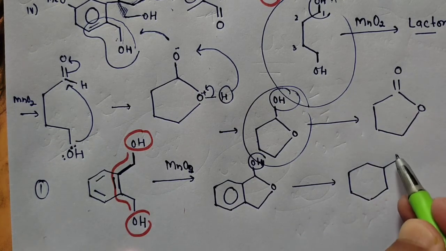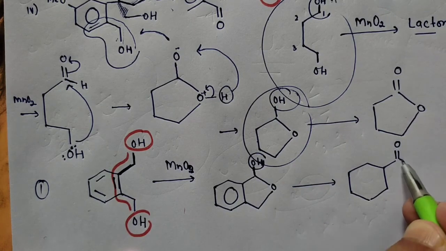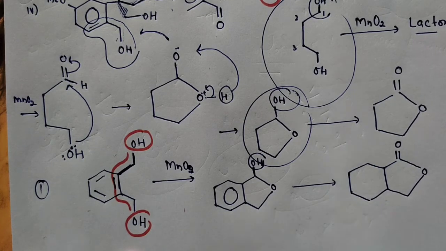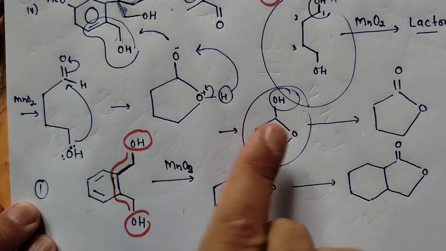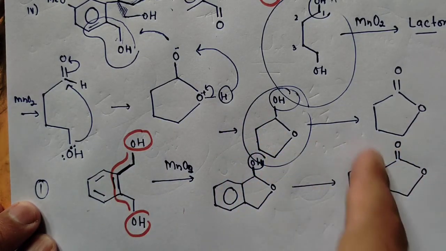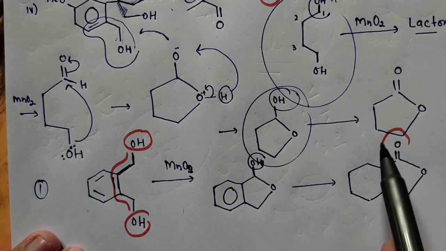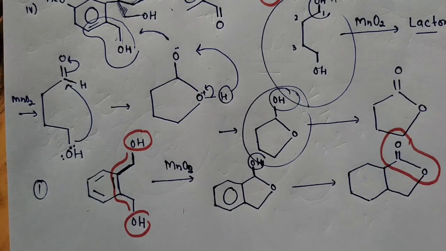So this will get converted to carbonyl. Further oxidation. That's your final product, lactone. Okay. So 1,4 diols in presence of this manganese dioxide form lactones. Pehle iski cyclization ho jayegi, uske baad this OH will get converted to this carbon. So this is C double bond O. Whenever you have C double bond O in a ring like this, we see those compounds as lactones. Okay. This is example number one.